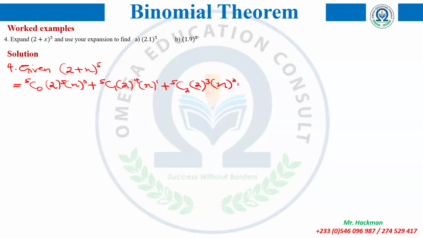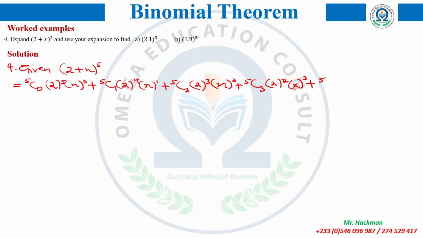Then plus, 5 combination 3. Our 2 exponent reduces by 1, so squared, and the x exponent increases by 1, so that will give us cube. Then plus, how many terms are we supposed to get from the expansion based on what we learned last time? 6 terms, one more than the exponent. So now we have 1, 2, 3, 4, and we are left with 2 more terms to go.